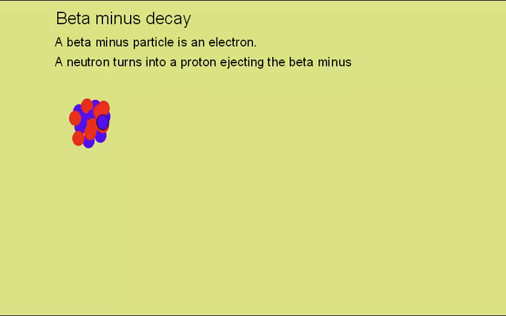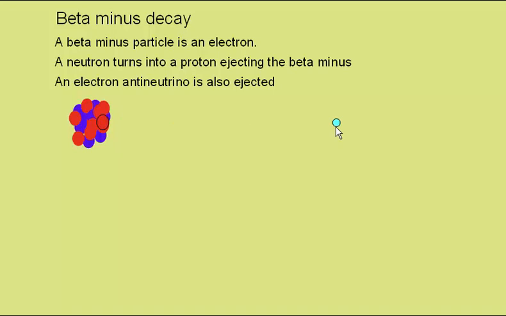Another type of decay is called beta minus decay. A beta minus particle is an electron. A neutron in the nucleus turns into a proton and ejects the beta minus particle. An electron antineutrino is also ejected. In this animation, this neutron with a black outline will turn into a proton and eject the beta minus particle.